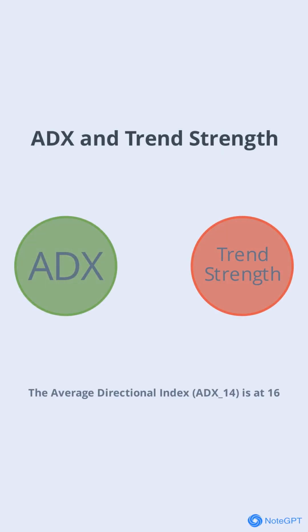Average Directional Index ADX14 is at 16.04, which is relatively low and suggests a weak trend. The trend strength score is also modest at 0.216. While the price has moved up, the underlying trend may not be as strong as it appears. Traders should be cautious and look for confirmation from other indicators before making major decisions.